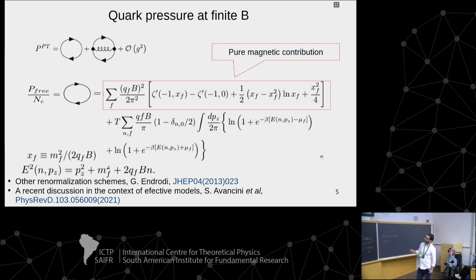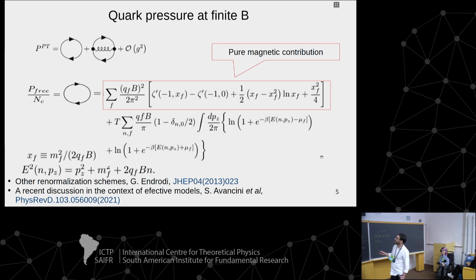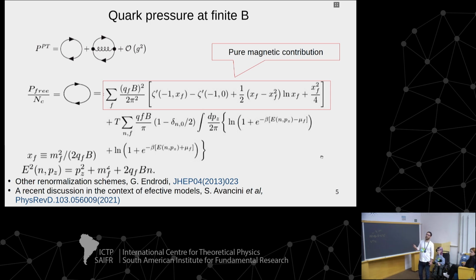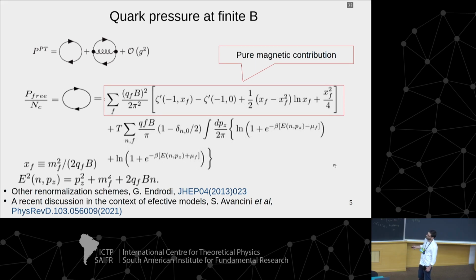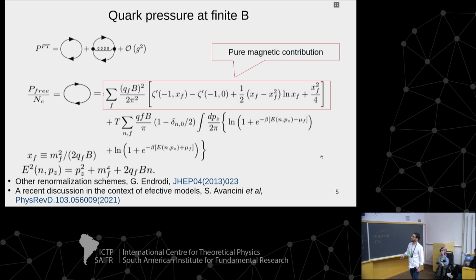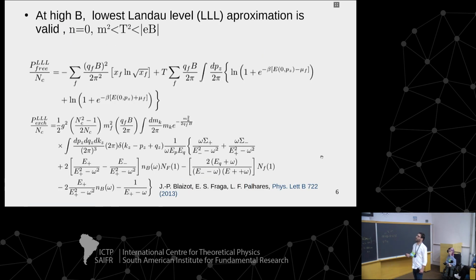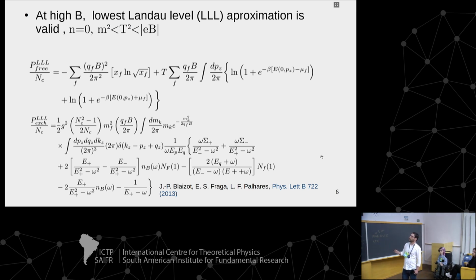So you have here a sum over Landau levels. And of course, there is a discussion about this term, right? It is not the only way you can write this expression. There are other forms that consider a non-massive term, and you can find, for example, another normalization scheme in this work here. There is also a recent discussion in the context of effective models in this work here. But if you are at very high magnetic fields, you can use the lowest Landau level approximation. This is valid for the mass of the quarks much lower than the temperature square and much lower than the magnetic field.